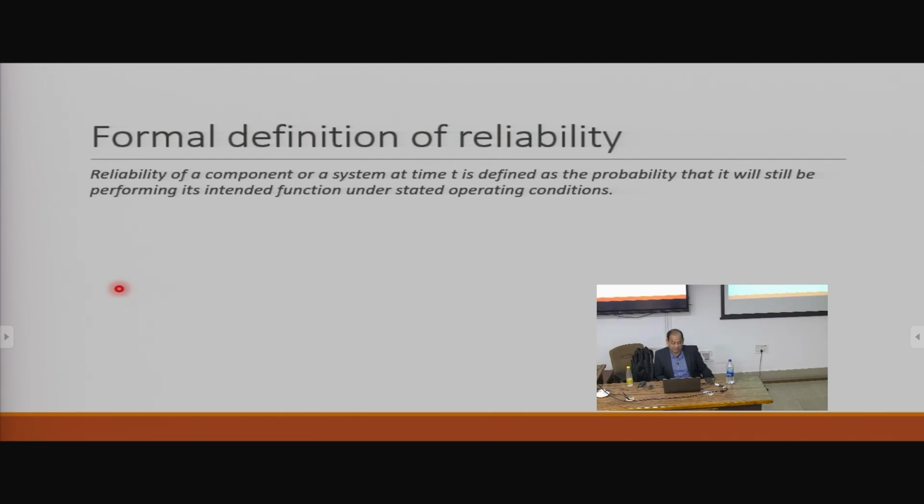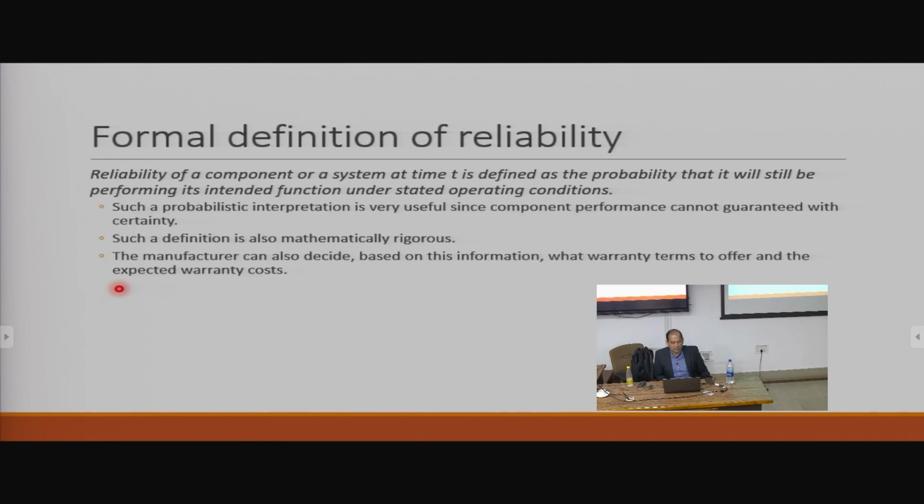It will be performing its intended function, right? Things that it's designed for, you can't expect it to do other things. Under stated operating conditions, we have discussed this already. So this probabilistic interpretation is useful because component performance cannot be guaranteed with certainty, okay? Even the best designed parts will fail. Even the worst designed parts may succeed.